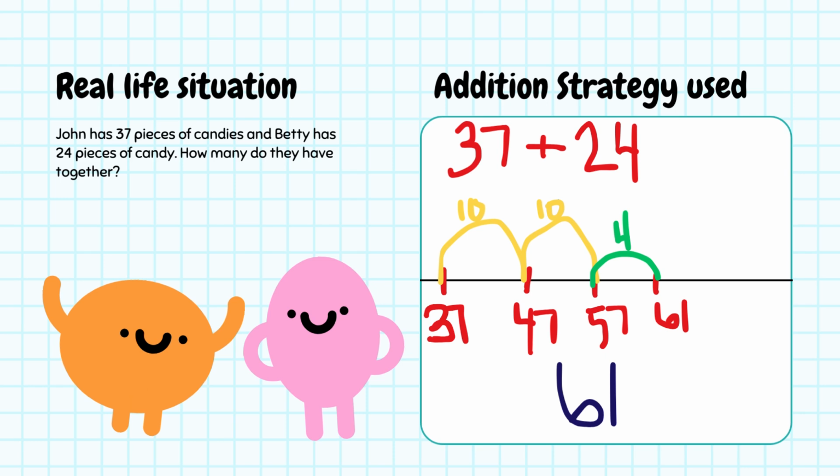So that will be 37, hop, 47, hop, 57, and we have 4 left, so we small hop to give us 61, and 61 is our total.